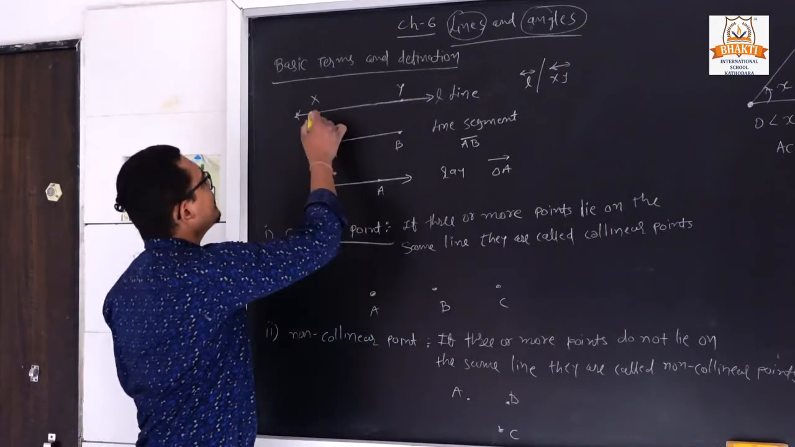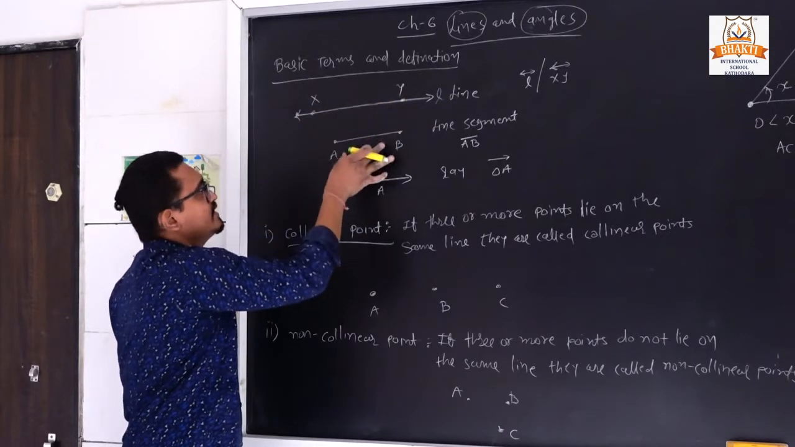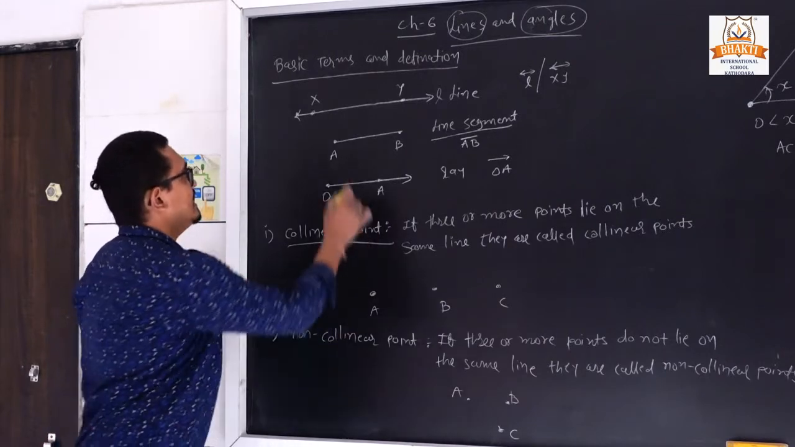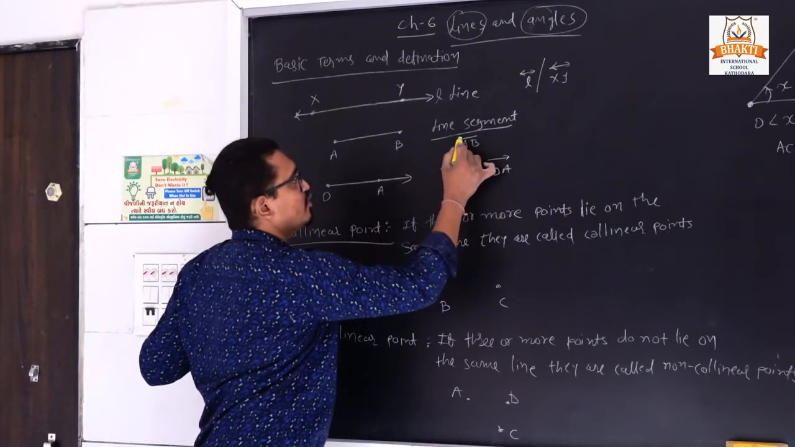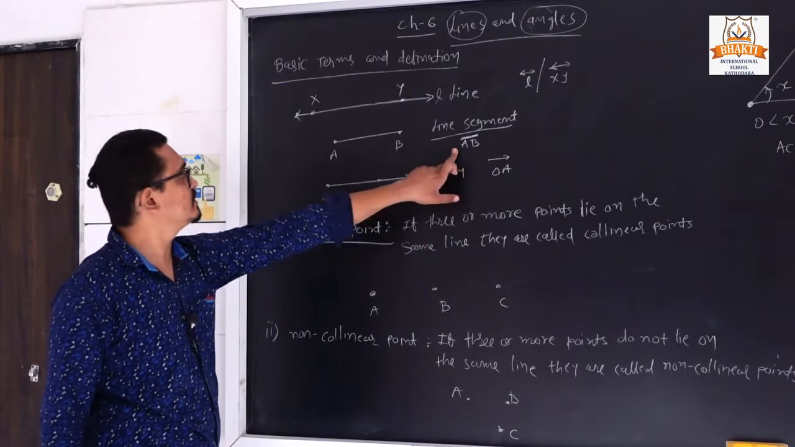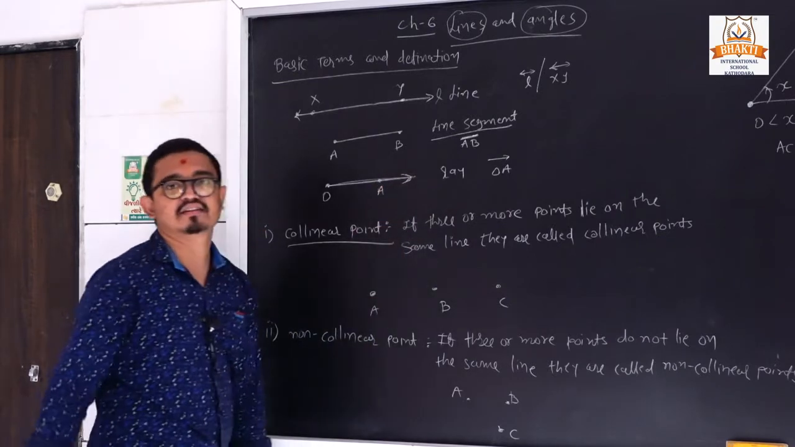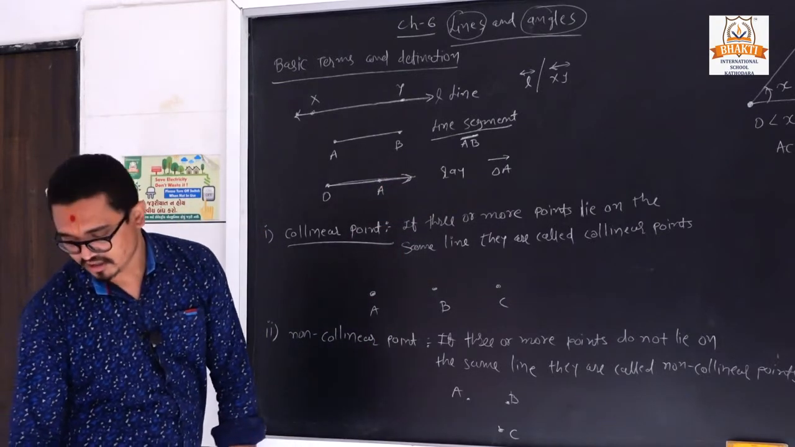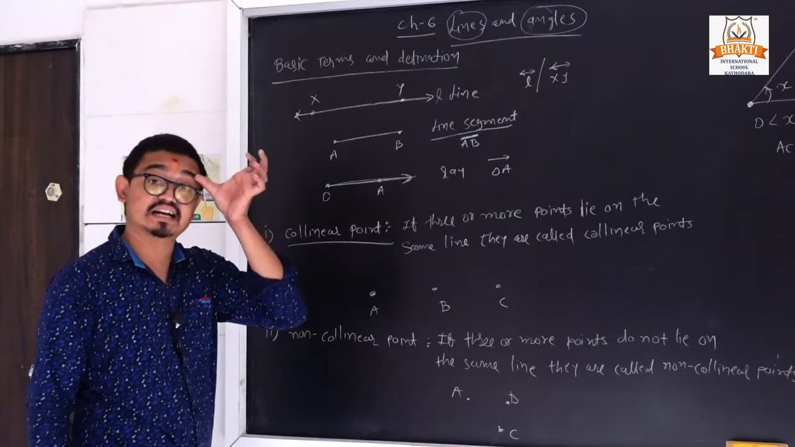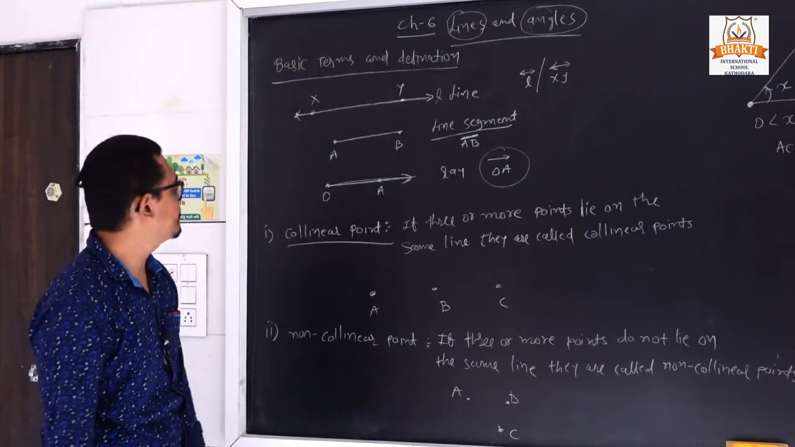Now if we take a part of a line, suppose this is a part of a line, it is called a line segment, clear, and a line segment is symbolized like that, AB with a bar over it. That is the symbol of a line segment. Third, OA, so it is a ray, clear, because a ray is always unidirectional, it goes in one single direction, so it is OA.